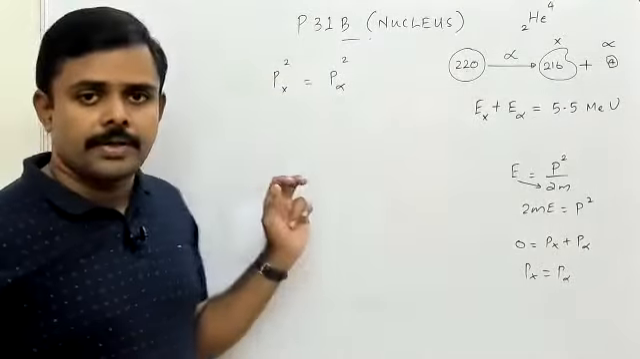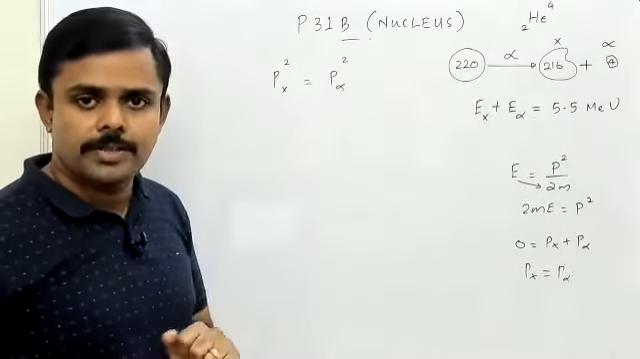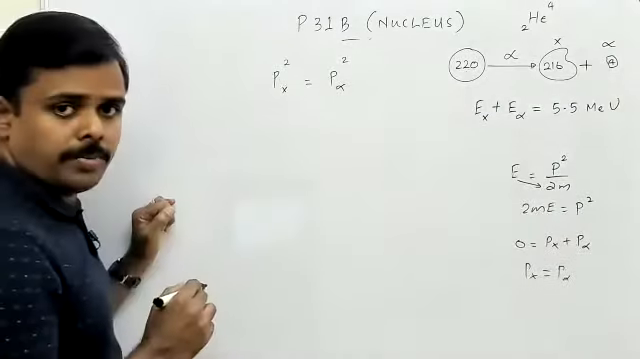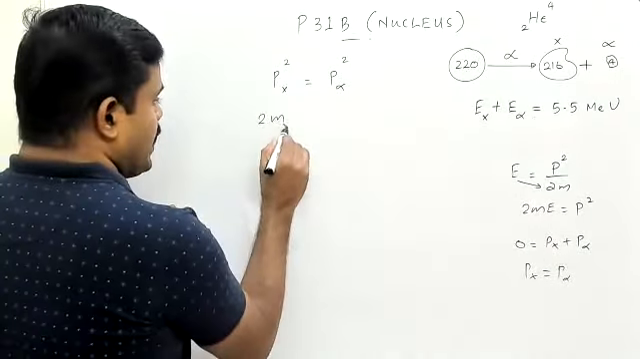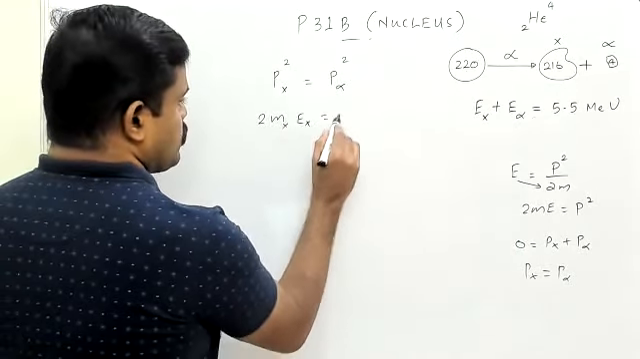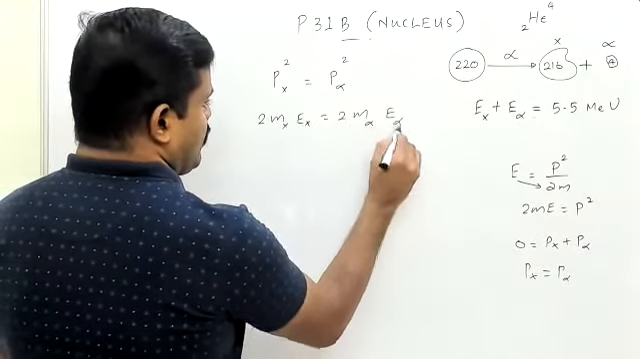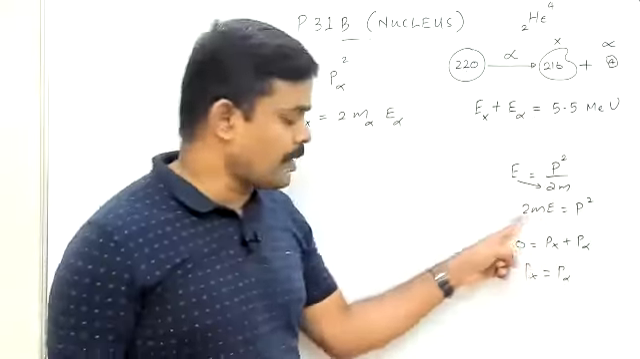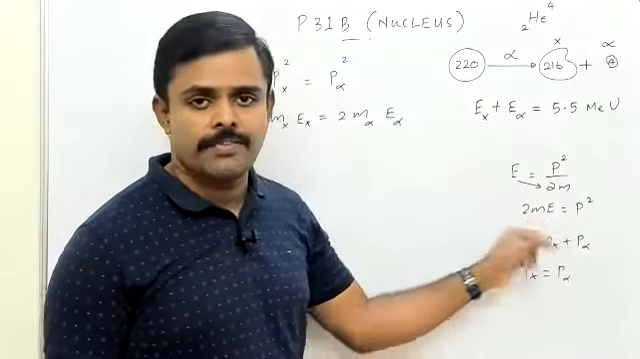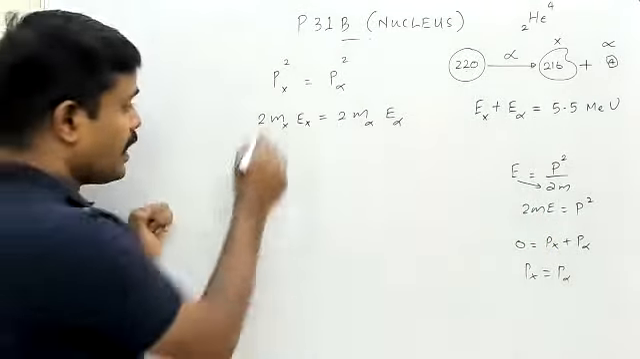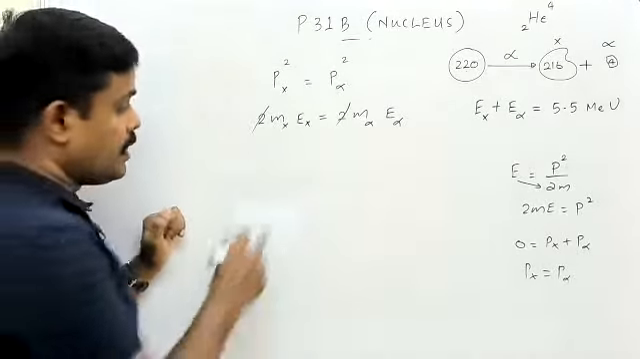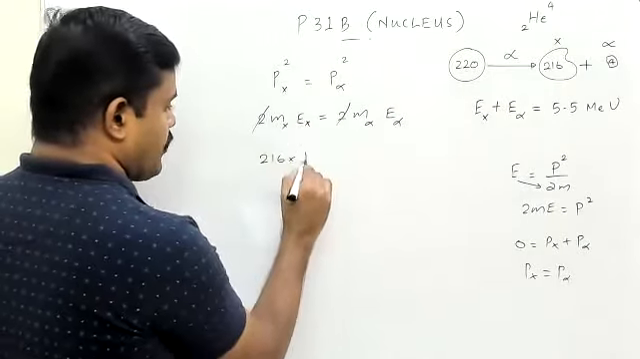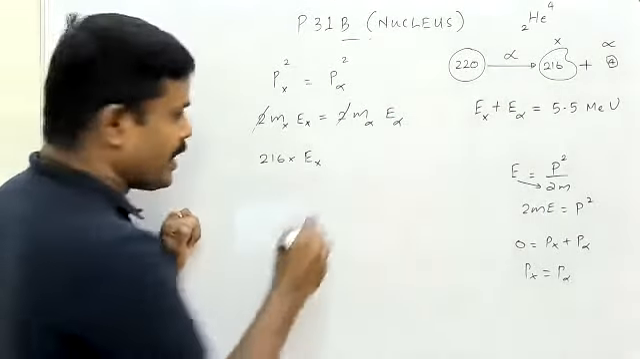Now if I square it on either side, P_X squared is equal to P_alpha squared. And P squared is 2mE. So 2 m_X E_X is equal to 2 m_alpha E_alpha. I have just substituted for P_X and P_alpha here. The twos cancel. Mass of X is 216 into E of X, to be calculated.